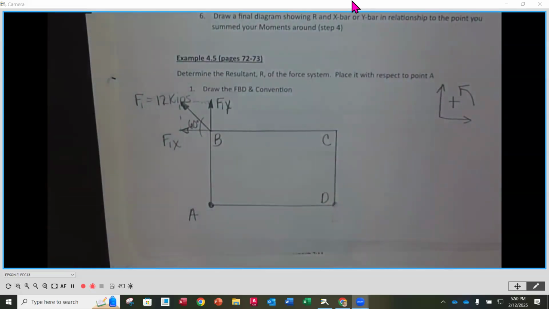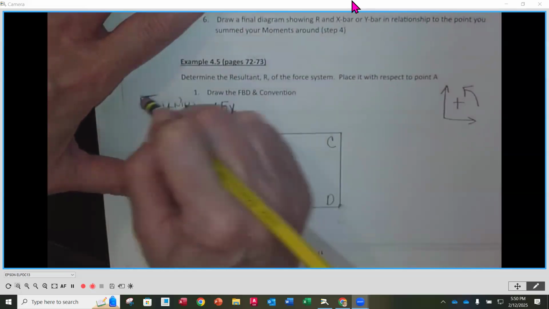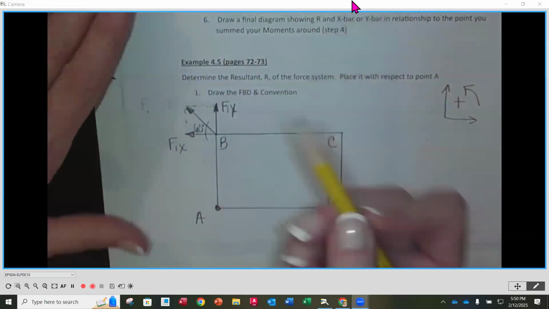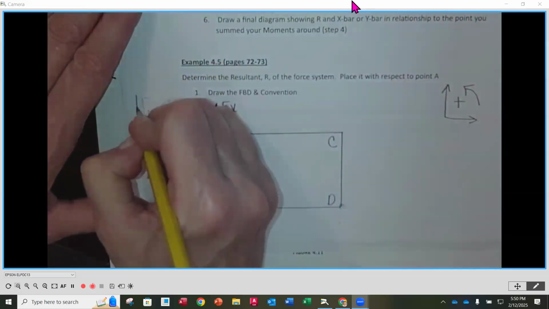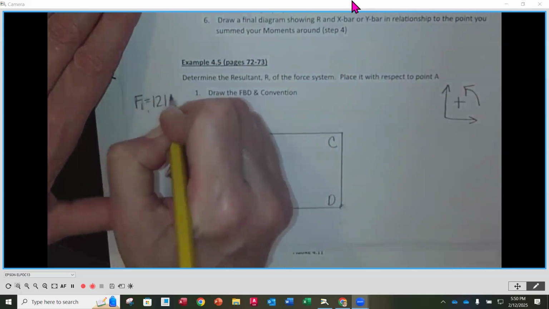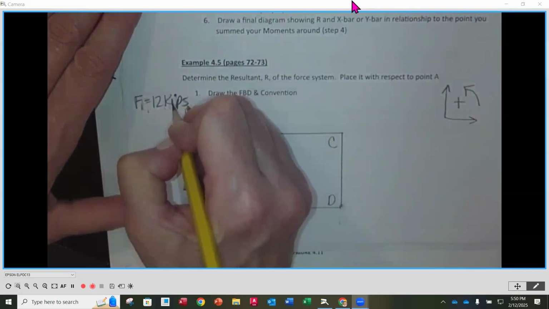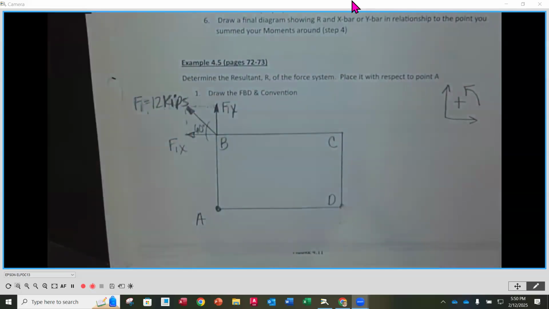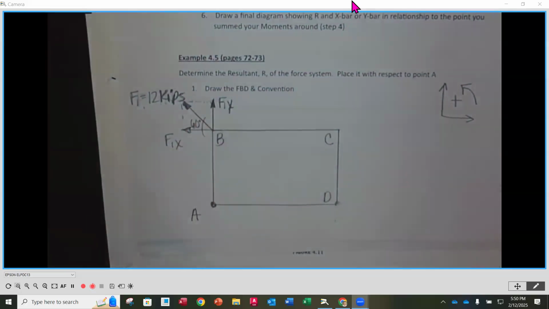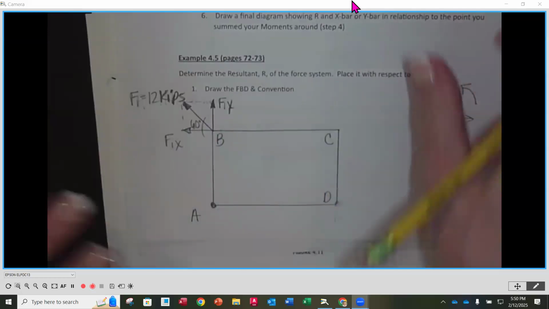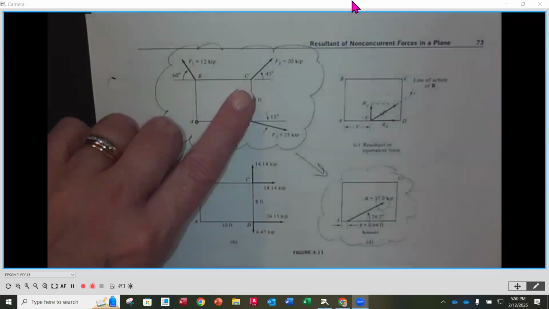So that's my F1. Try again. It's up a little higher. Trying to be a little heavier so it's easier to see. Then we have our force at C. Our force at C is at 45 degrees.